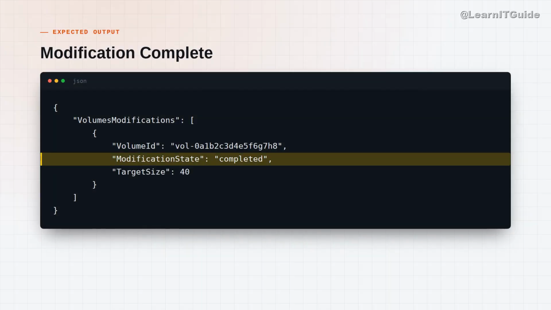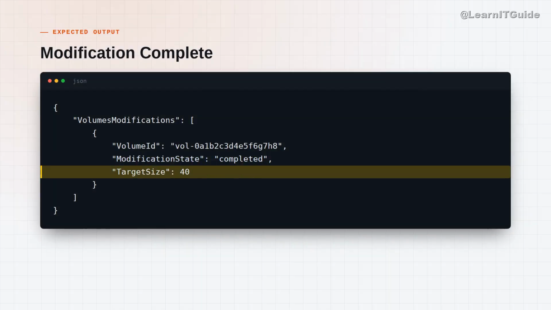Once the state shows completed, the block device is now 40 GB at the hardware level. However, your Linux operating system does not automatically know about this change. We still need to tell the kernel to read the partition table and grow the file system.